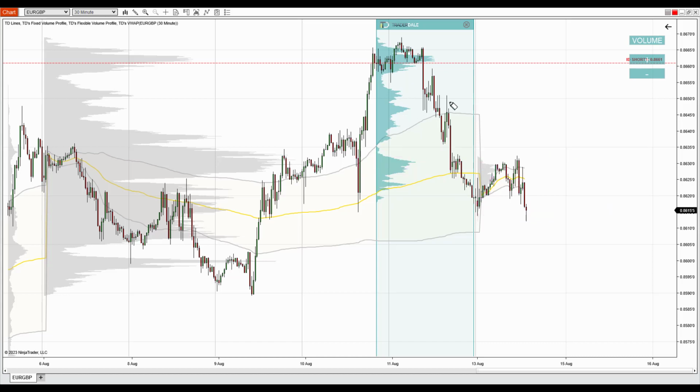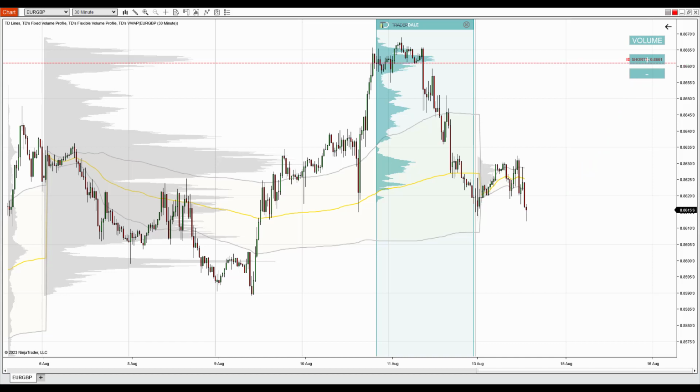All right. But anyways, this level hasn't been tested yet. So we need to wait for that pullback. And when the price reaches this zone, if it reaches this zone, we can take it from there. All right. So that's for the Euro British Pound.